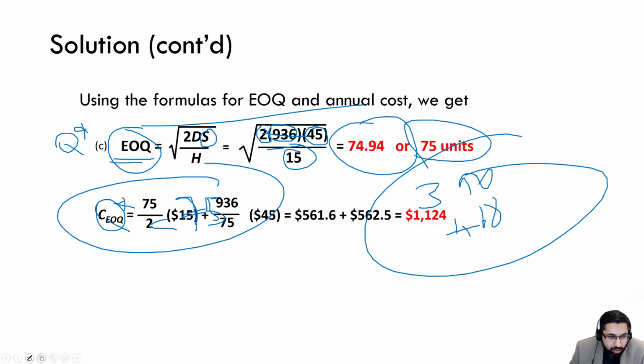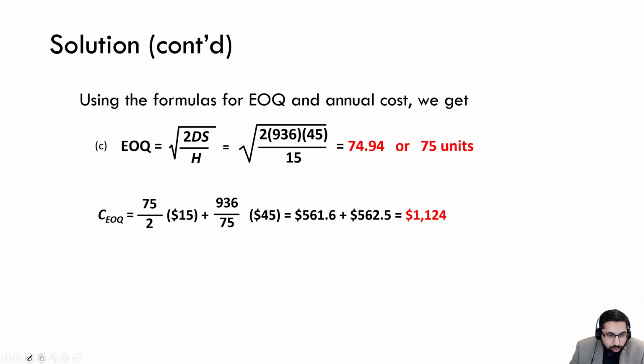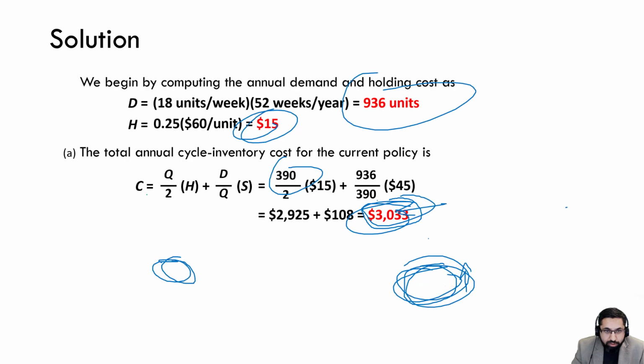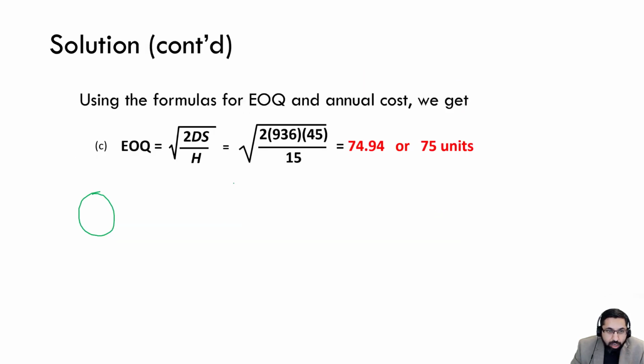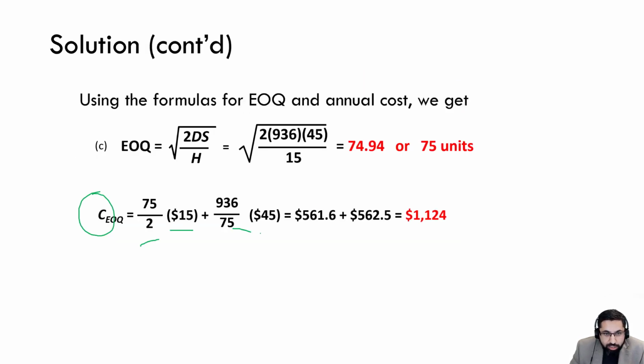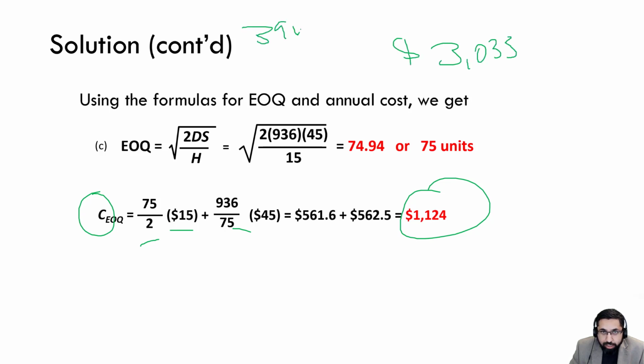So what would be the cost of the new policy if we order only 75? Are we saving any money? We can calculate the cost by using the same cost formula that we've been looking at: C equals Q over 2 times H plus D over Q times S. When we plug and chug these numbers, we get an annual cost of $1,124, much less than the $3,033 we had with a batch size of 390, or with a batch size of 468, the $3,600 we have.